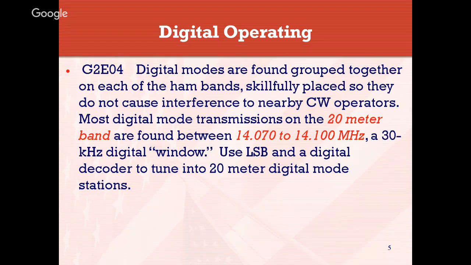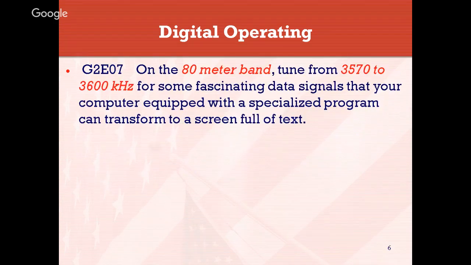All right, I'm back. Instead of using upper sideband, which is used for voice on 20 meters, of course, you'll use lower sideband for digital communications. My apologies for the interruptions here. I need to turn my phone off, I think. On the 80 meter band, again, tune from 3570 to 3600 for data signals. Again, this is down in that CW and digital part of the band.